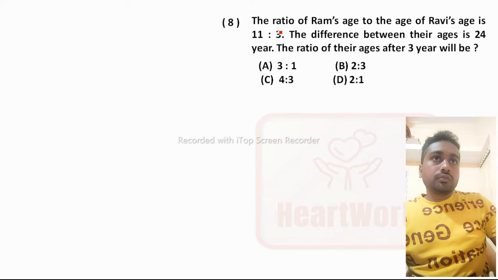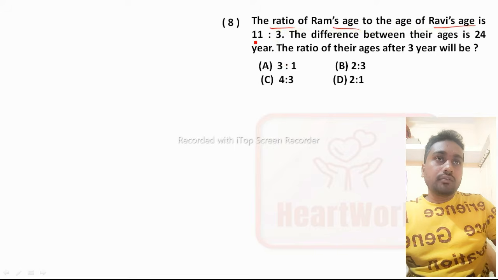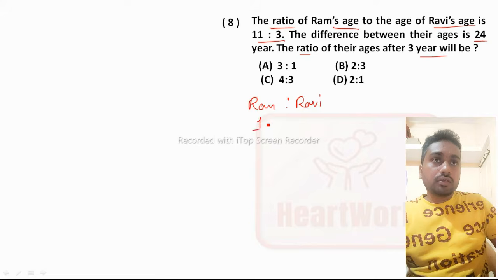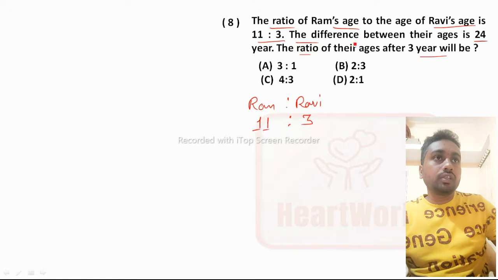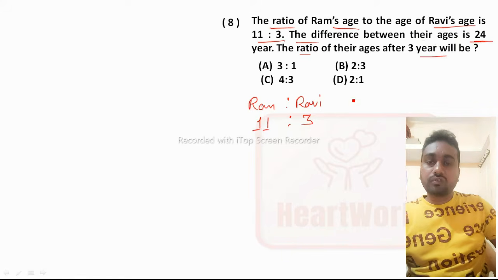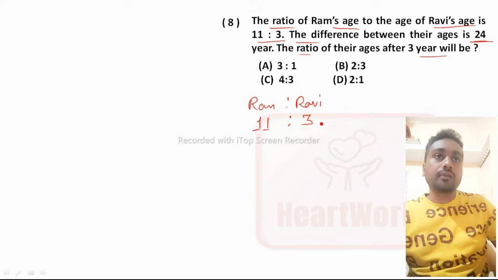Now the next question: the ratio of Ram's age to Ravi's age is 11 is to 3. The difference between their ages is 24 years. The ratio of their ages after 3 years will be. So here in the question, Ram and Ravi, 2 persons are there. Their age ratio is given, 11 and 3. Next, it is telling that the difference between their ages is 24.